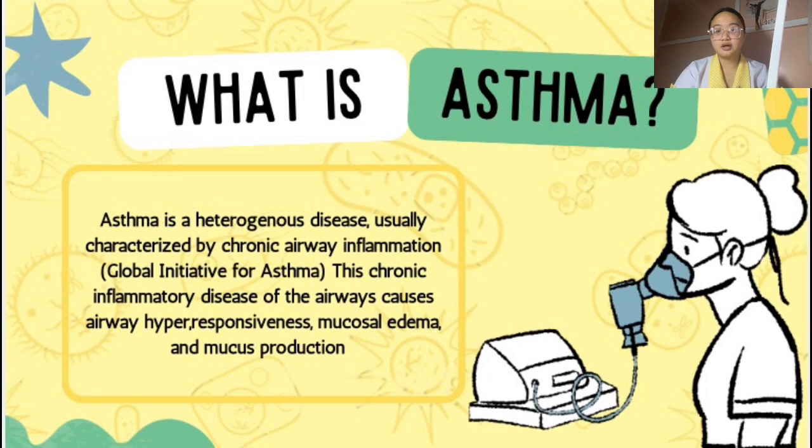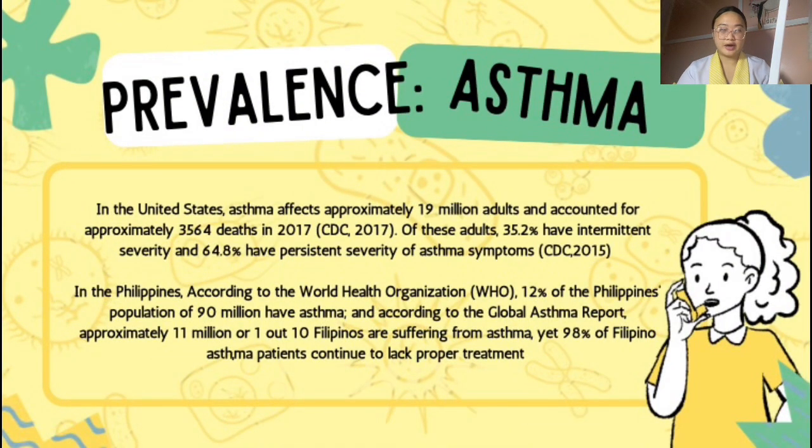So the key points are: asthma is a chronic inflammatory disease of the airways. It is characterized by airway hyperresponsiveness, mucosal edema, and mucus production. Now let's move on to the prevalence of asthma. The slide provides data on the prevalence of asthma in both the United States and the Philippines.